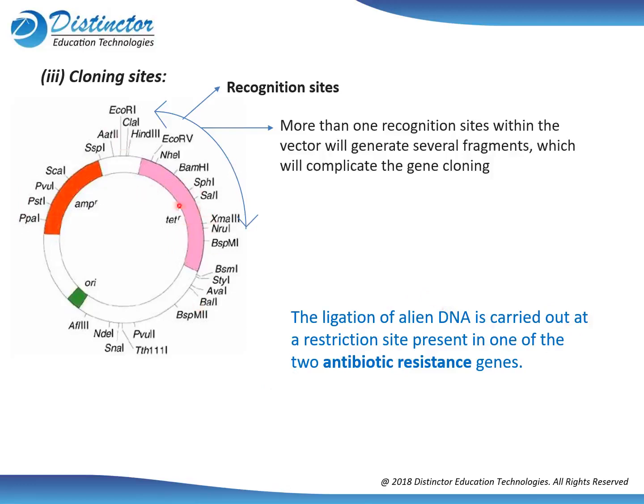So always the restriction sites will be found in an antibiotic resistance gene. In a selectable marker, this antibiotic resistance gene will be present, and inside this antibiotic resistance gene the recognition sites will be seen.